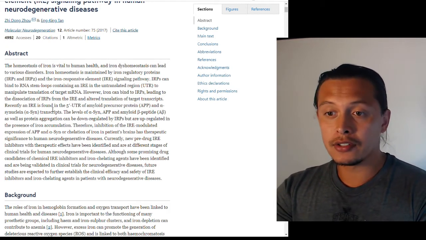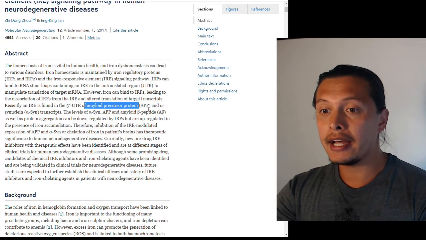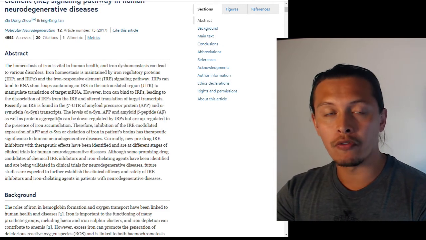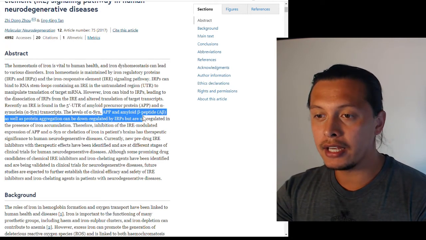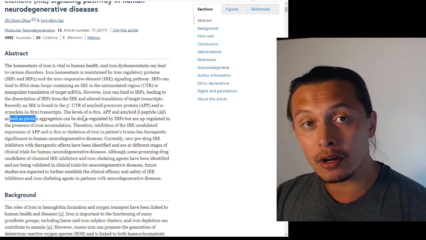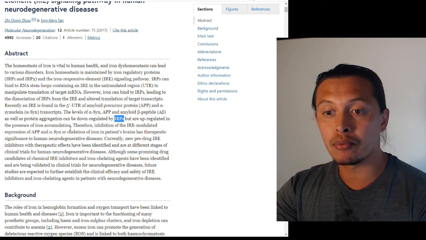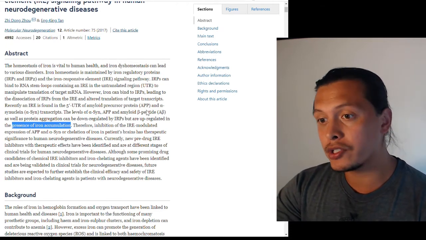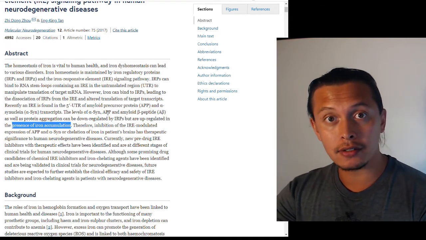So, this iron response element is found in the amyloid precursor protein, and it is also found in the alpha-synuclein transcripts, and we'll go over a little bit more of this later. So the levels of alpha-synuclein, APP, and amyloid beta peptides, as well as protein aggregation, can be downregulated by iron-responsive proteins, but are upregulated in the presence of iron accumulation. So if you have a lot of iron, then you start producing more of these amyloid precursor peptides or proteins.